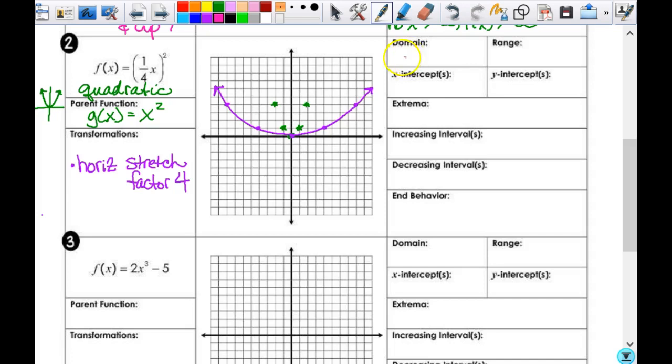Domain to infinity. Change where I start. 0. Okay. So those are the same. Is that the same as the parent function? Yes. What's my x-intercept? 0, 0. Y-intercept? Okay. Absolute min. Good. And that's also 0, 0. There. Same as the parent function.